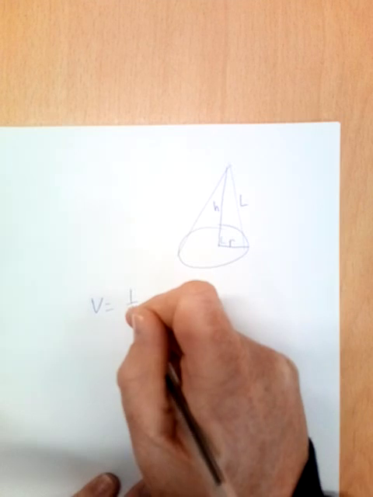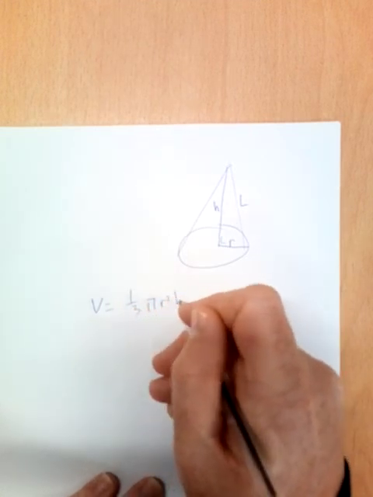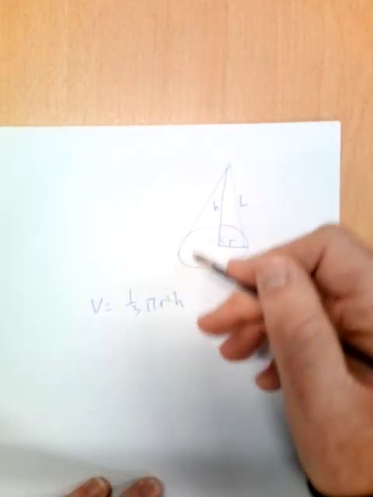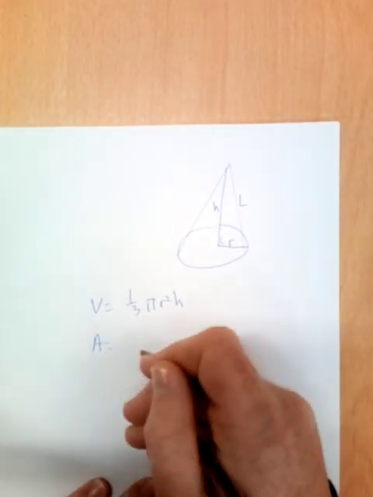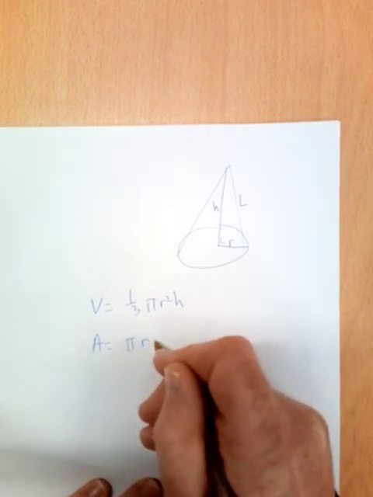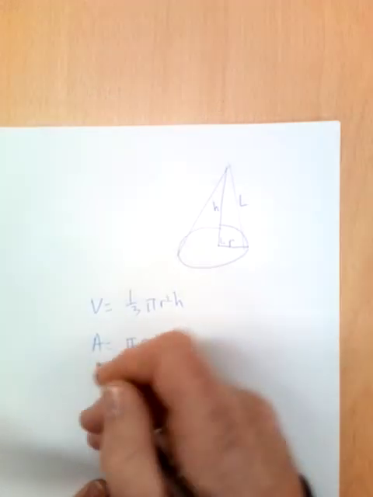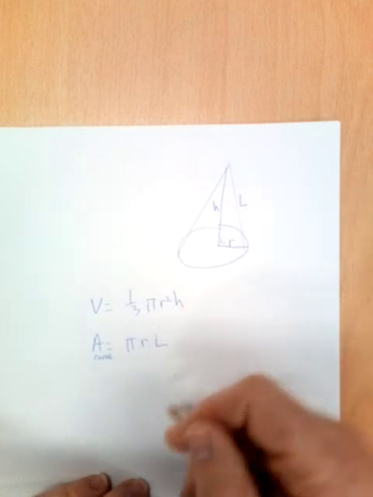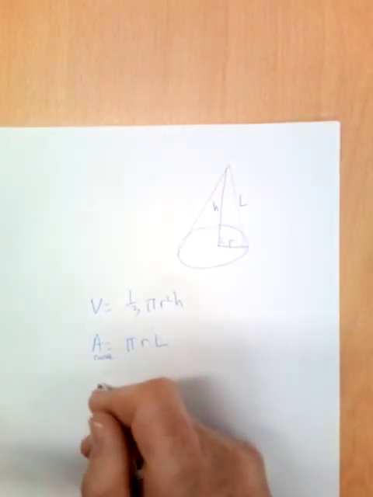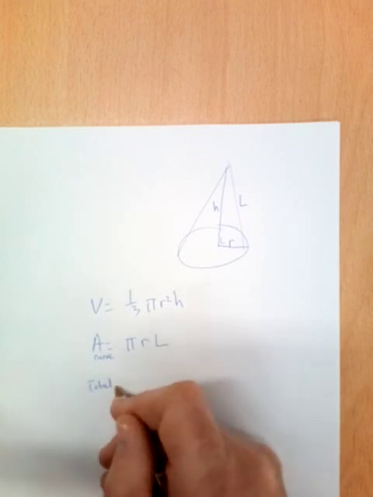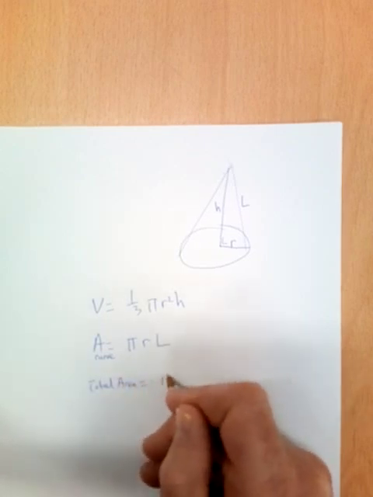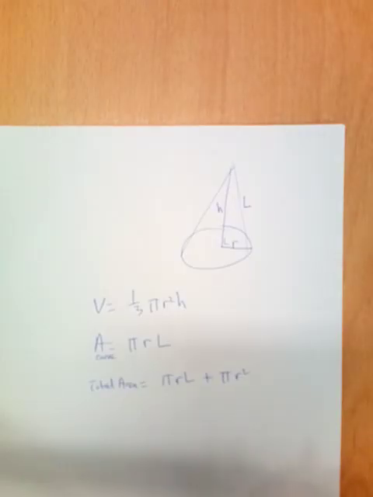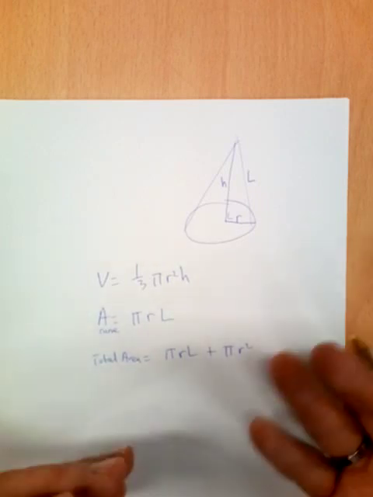So the volume of this is 1 third pi r squared h. So pi r squared h, very similar to the cylinder, but it's the third of a cylinder basically. And then the curved surface area is going to be pi r l. So that's the curve. And if you want the total surface area, that's the curve plus an extra circle. So the total surface area is the curve bit plus the area of the circle that it's sitting on. Okay? So again, it's not too hard. It's the same kind of trick.